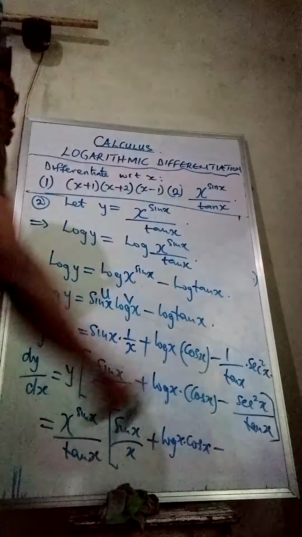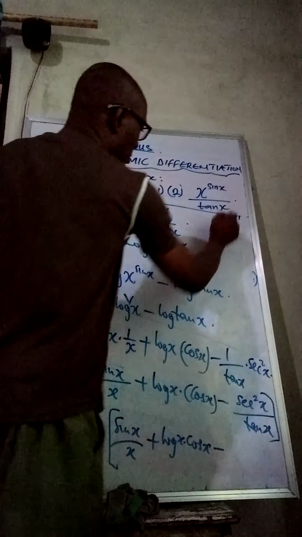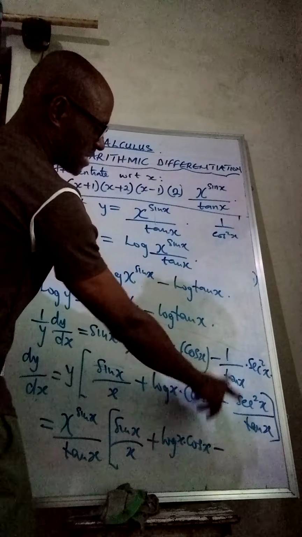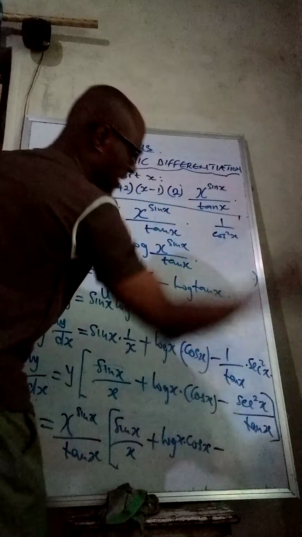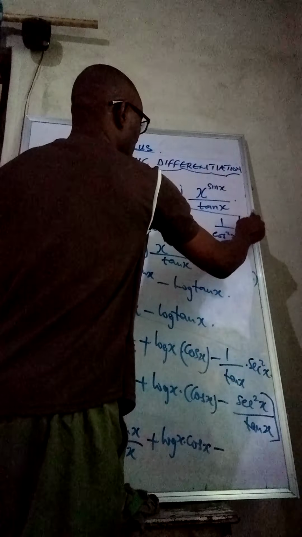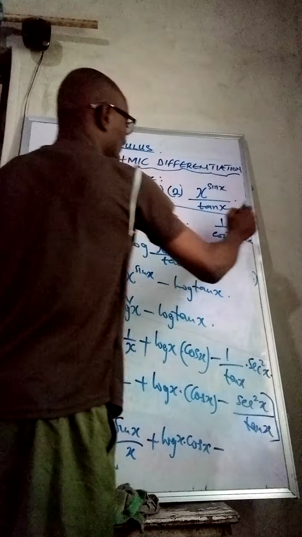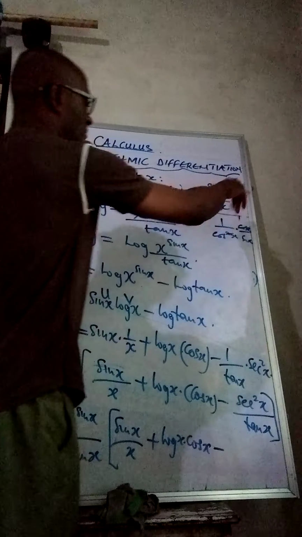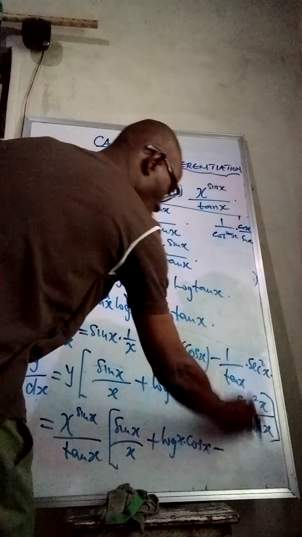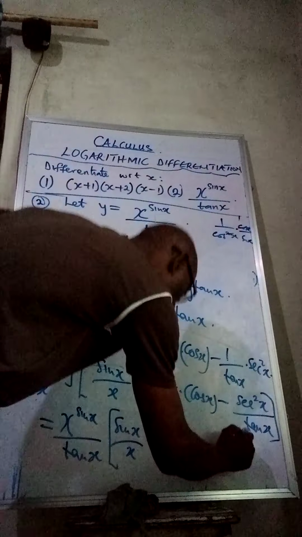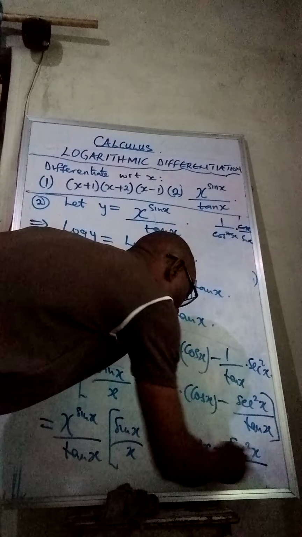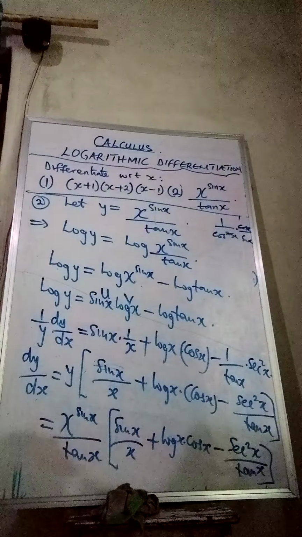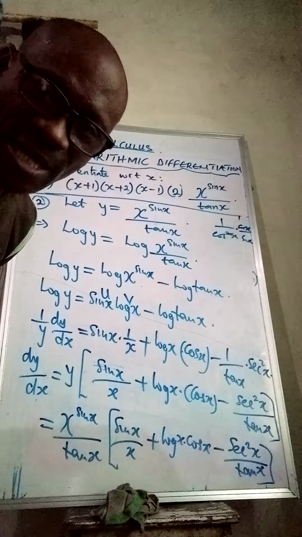minus, do not forget that sec square x is 1 over cos square x, and 1 over tan x is cos x over sine x. So definitely we cancel cos x here. So we have 1 over cos x sine x. That is if I don't want to leave it this way. But fine, let me leave it: sec square x over tan x. And that's all. Is that okay? Fine.